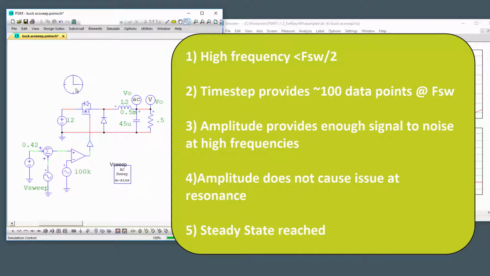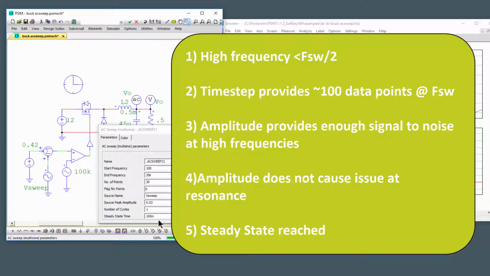So yeah, always keep in mind time step, switching speed, and source amplitudes here.